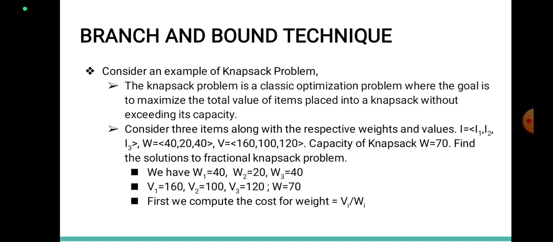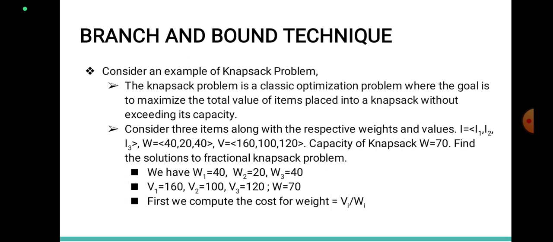Now we can find the solution for the fractional knapsack problem. Initially we have to note down the values we are given. First of all, the weights: W1 equal to 40, W2 equal to 20 and W3 equal to 40, as well as the values V1 equal to 160, V2 equal to 100, V3 equal to 120, and W, the capacity of the knapsack, is 70.